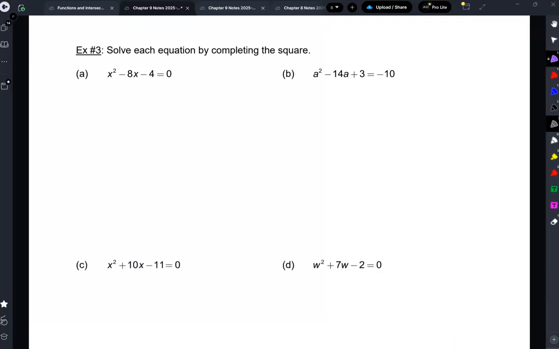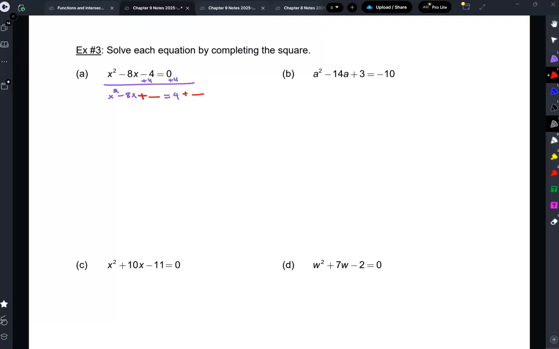All right, make sure you write down everything step by step. This is how it's going to look. First, move the negative 4 to the other side. Plus 4, plus 4. Look at what I do. X squared minus 8x plus a number equals 4 plus a number.